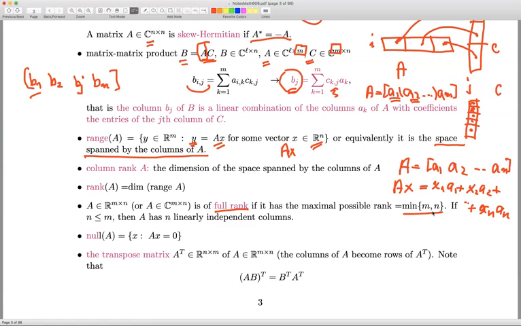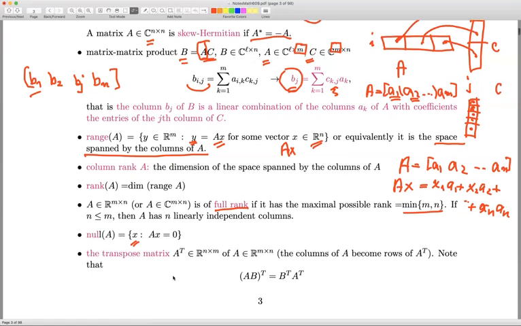The null space of A is the set of all vectors that the matrix A sends to 0. So these are the set of all x's in Rn such that A times x is equal to 0.